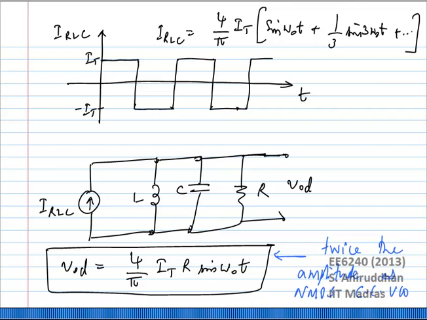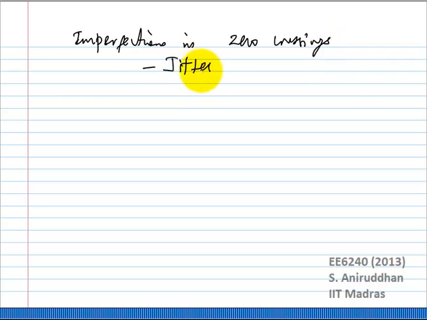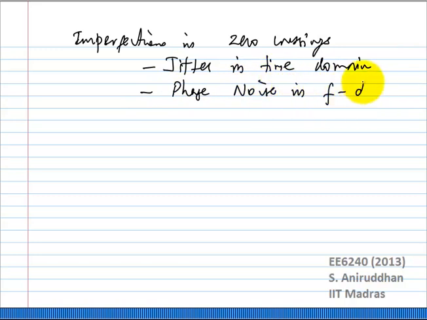Because any imperfections in the zero crossings will manifest themselves in the operation of the mixer and in the operation of the overall transceiver. Okay? And these imperfections in the zero crossing, in the time domain we call them jitter. We call this jitter in the time domain. Okay, and we call this phase noise in the frequency domain. Okay, so what do we mean by jitter?